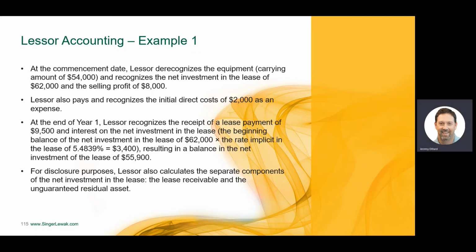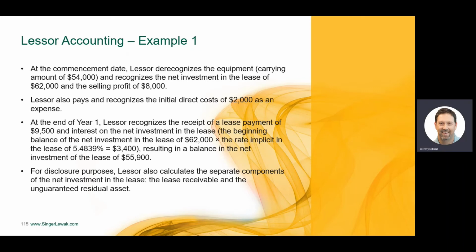So the lessor debits the lease investment for $62,000, credits the equipment for $54,000, and credits the selling profit for $8,000. The lessor also recognizes an expense of $2,000 for the initial direct costs. At the end of the first year, the lessor receives a $9,500 lease payment and recognizes $3,400 of interest income, as well as reduces the lease investment by the difference of $6,100.